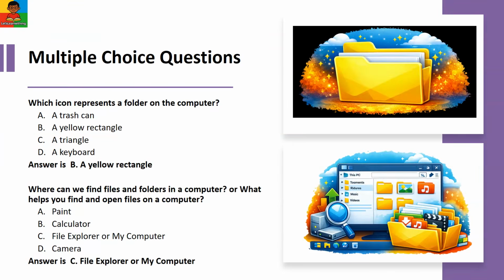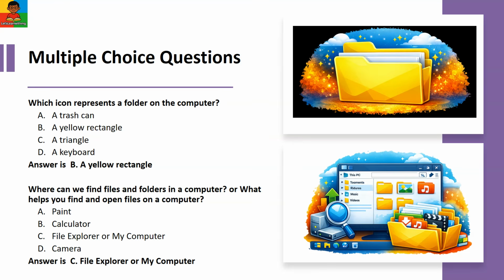Let's continue. Question 5. Which icon represents a folder on the computer? A. A trash can, B. A yellow rectangle, C. A triangle, D. A keyboard. The correct answer is B. A yellow rectangle.